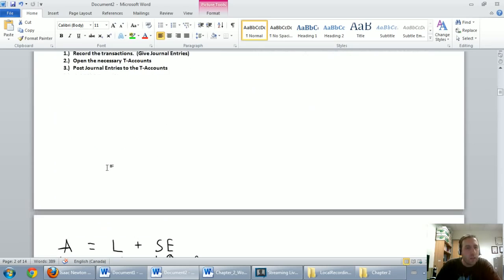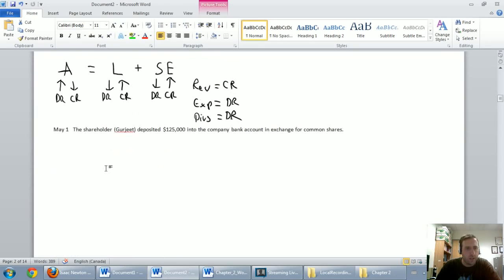So let's get started with the first transaction. That's the May 1st transaction. And again, I just copied them one at a time so I can take them on in a reasonable fashion here. And so May 1st, it says the shareholder, Gurjeet, deposited $125,000 into the company bank account in exchange for common shares. So we've got to record a journal entry for that, and we're going to record our entry by using this kind of rule set.